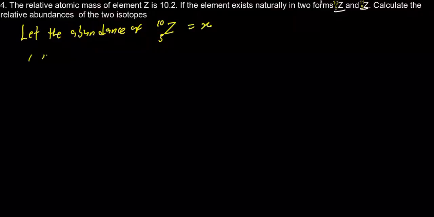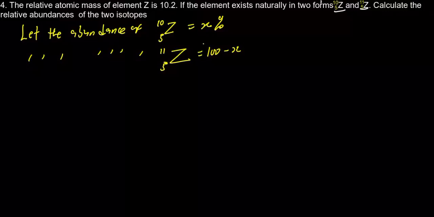And remember that the total percentage is always 100%. It means that the abundance of the second one is equal to what? 100 minus X. Remember, total percentage is 100%. So if this takes X percent, the second one will be 100 minus X percent as required.